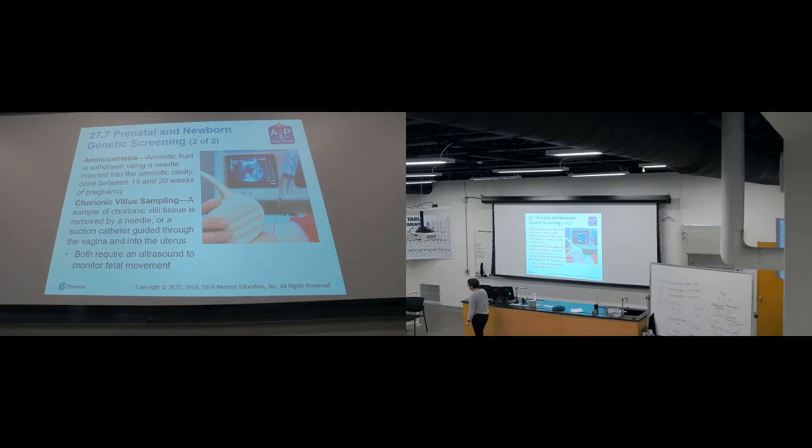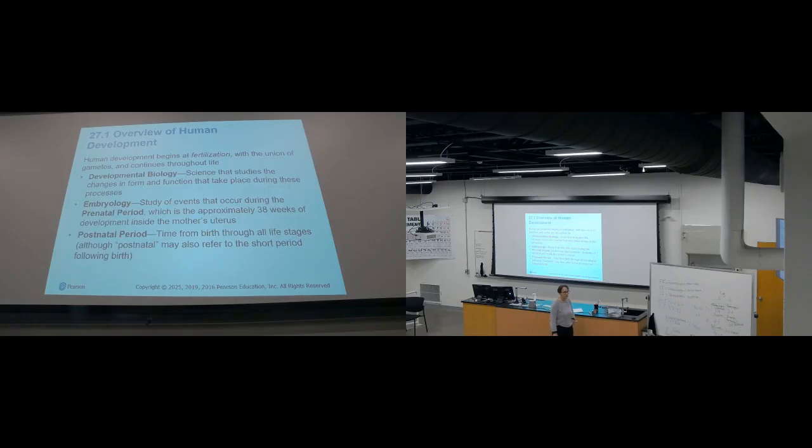Or you can also take a sample of chorionic villi. We will see later on what that is, and also we will see where the amniotic cavity and the amniotic fluid are. But basically you have this needle that is introduced through the vagina, and then in the uterus, and then you take this chorionic villus sampling, and then you study the cells that you have in that sample.